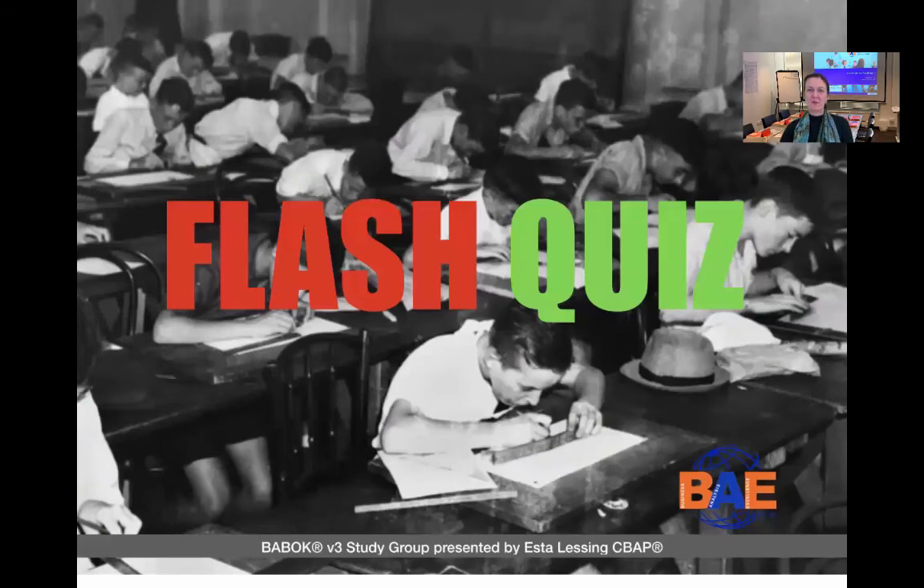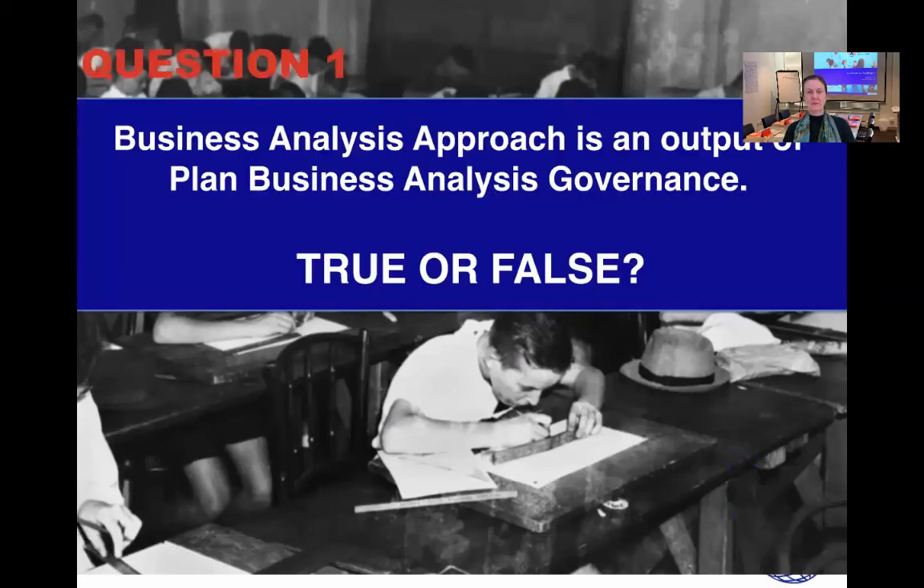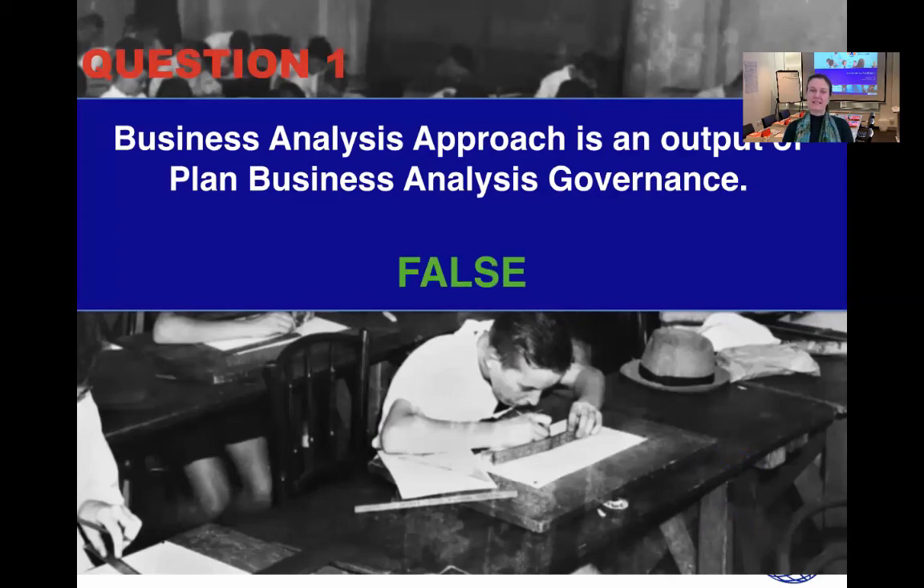Let's do a quick quiz. You know how much I love those. So with your new knowledge, let's see how well you go. So first question, business analysis approach is an output of planned business analysis governance. Is that true or false? I'll give you 2 seconds. 1, 2. All right, so that's false. That's not actually an output. I'm sure you knew that.